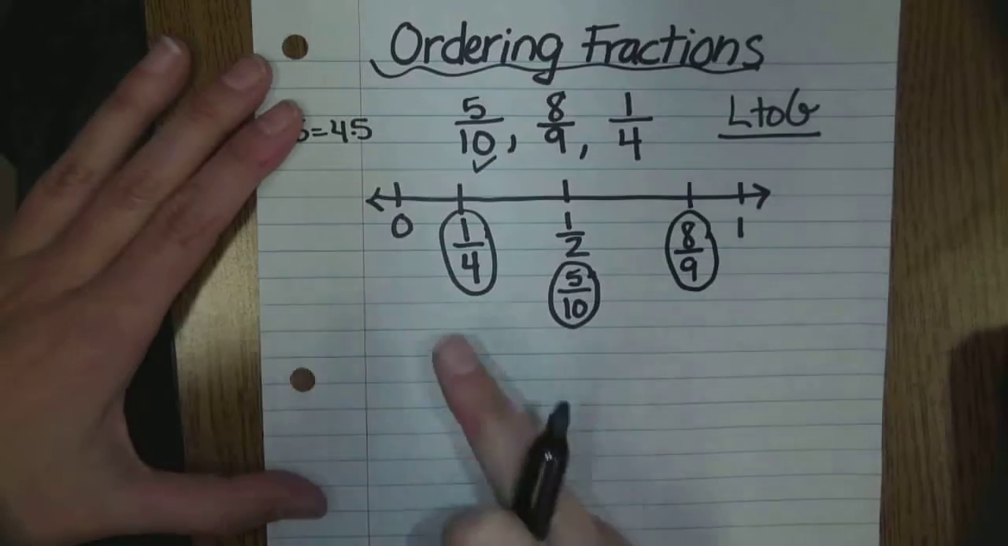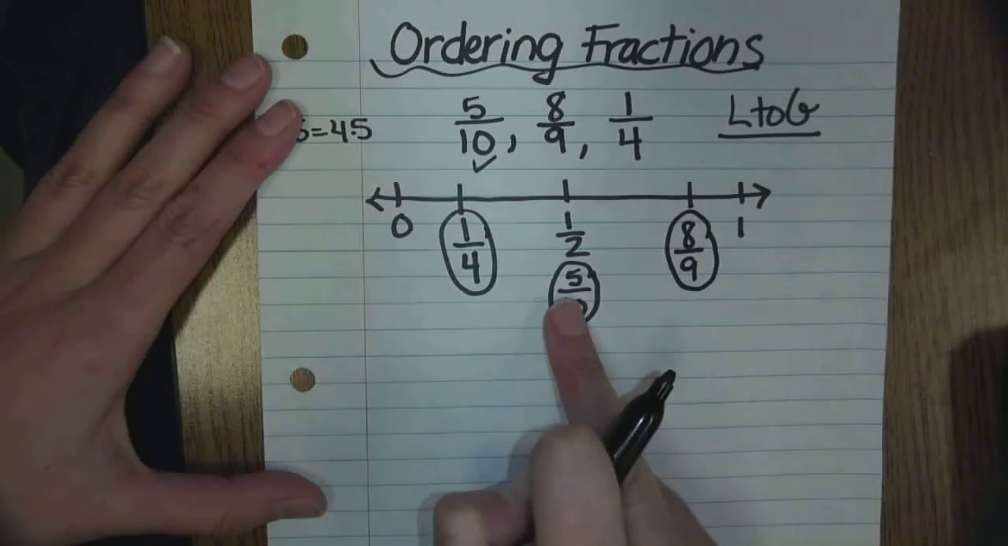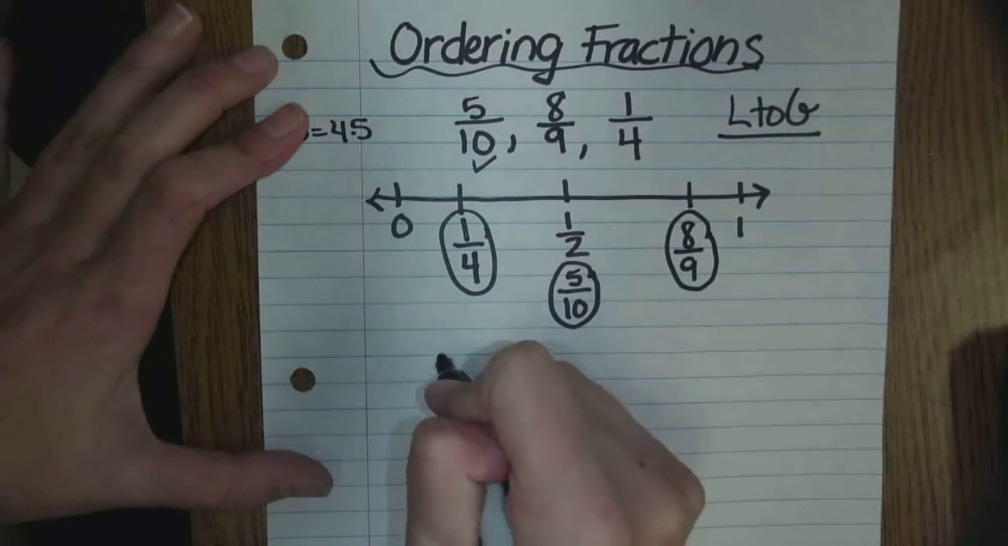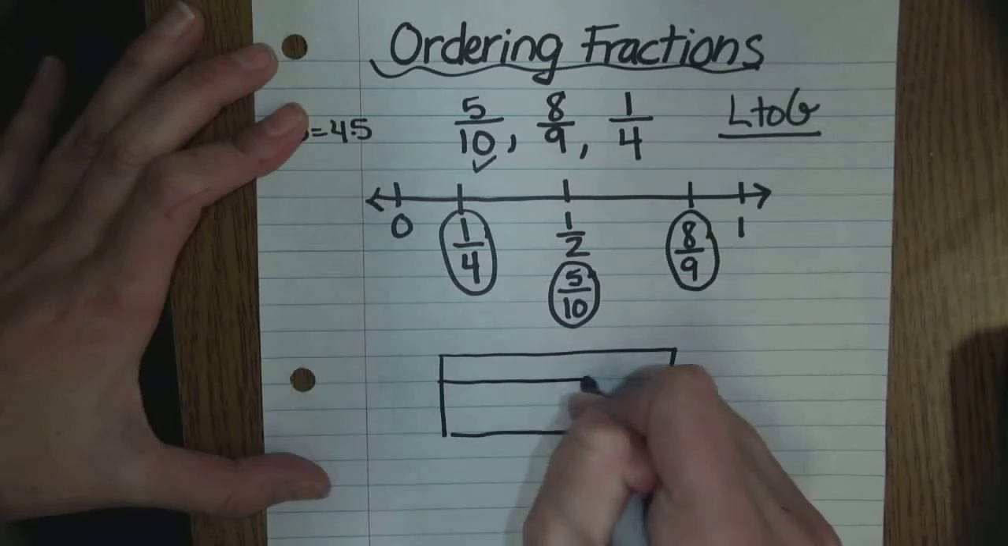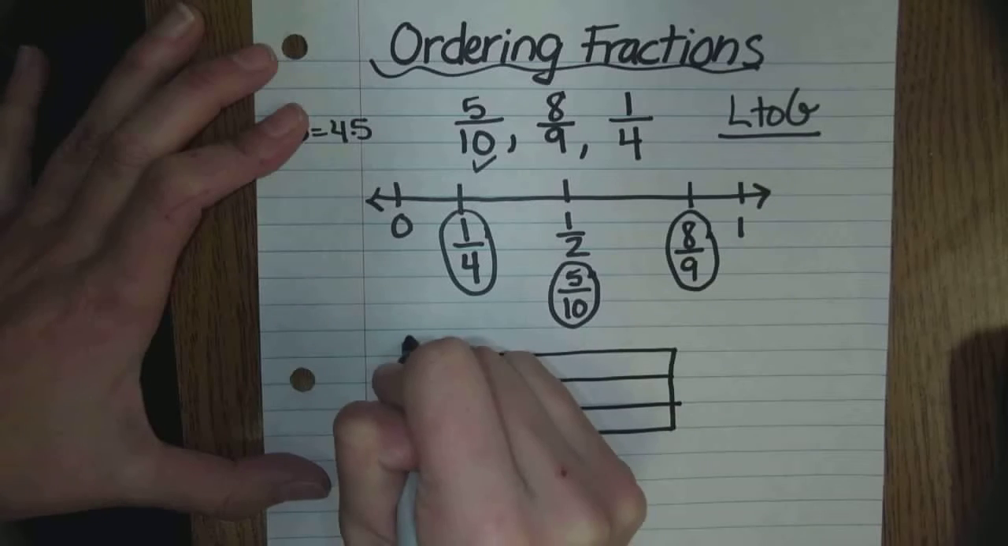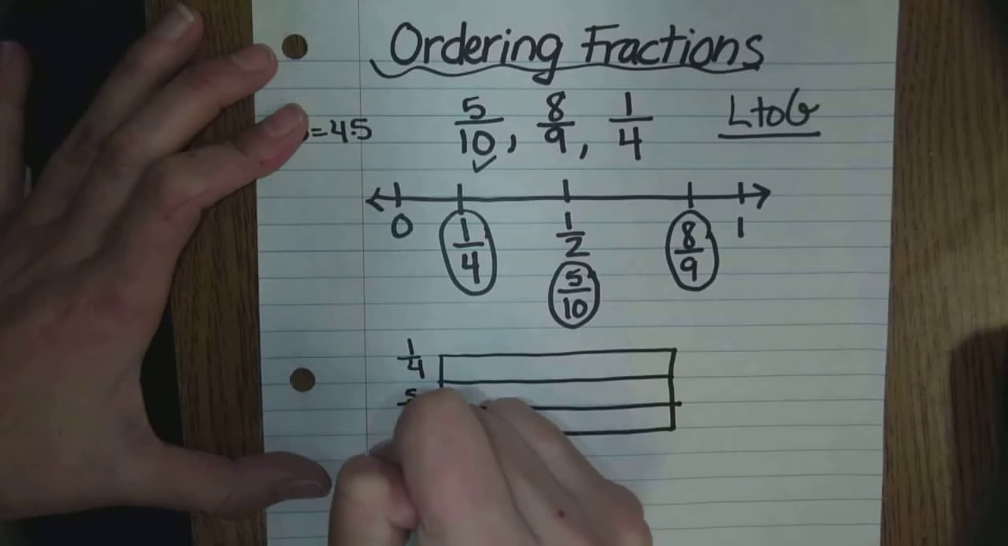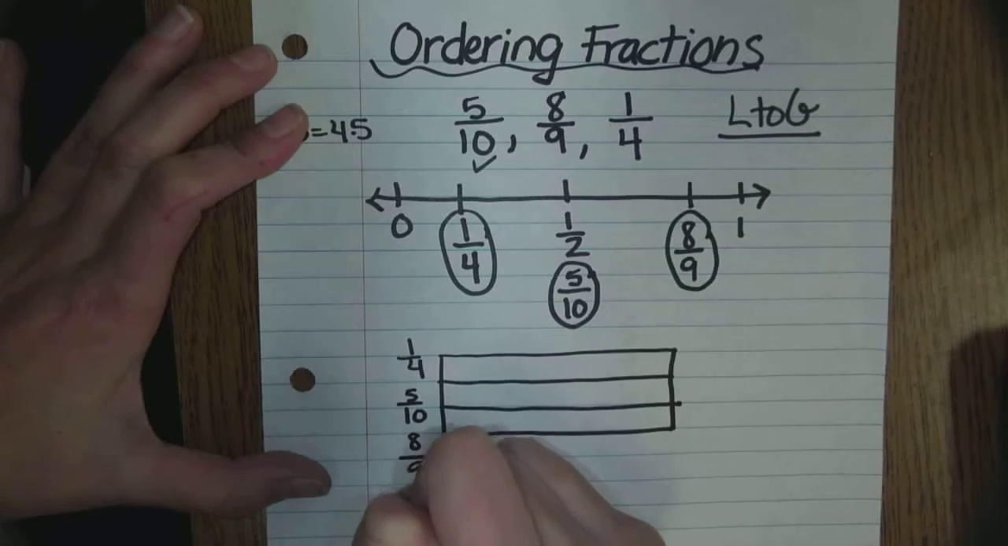To double check and make sure that these are in order from smallest, middle, and largest, we can also draw a fraction strip and split them up into the 3 fractions. We have a 1/4, 5/10, and 8/9 will be my last one here.